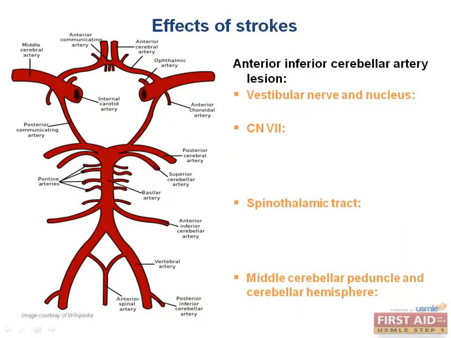The anterior inferior cerebellar artery, or AICA, A-I-C-A, also supplies many territories, and strokes there cause many symptoms. Here it is on the diagram. Areas affected include the vestibular nucleus, the spinothalamic tract, the dorsal cochlear nucleus, cranial nerves 7 and 8, and the middle cerebellar peduncle, part of the cerebellar hemisphere. Here I'm just listing the main ones. So what symptoms would you expect from these lesions?